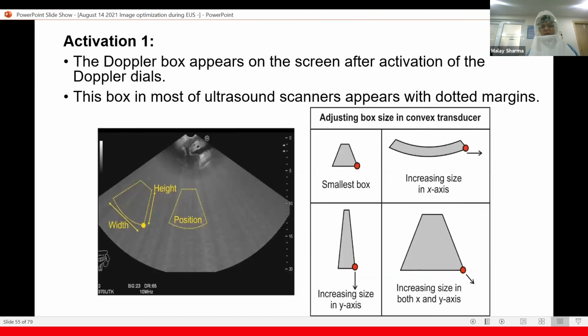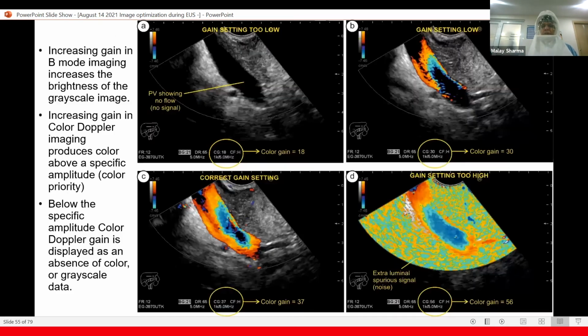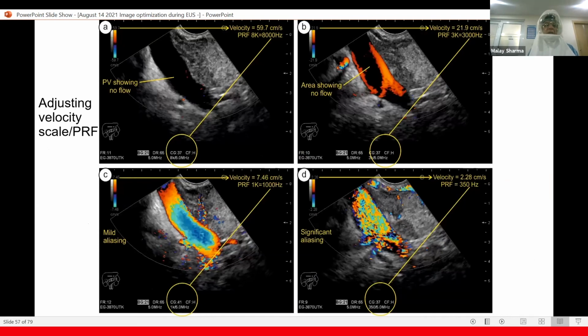Color box size. This is the smallest box, increase in y-axis, increase in x-axis, and if you take the trackball, it increases in x-y axis. Here this screen shows too much gain, no gain, too low gain, and this is the correct gain, which shows the blood vessel. Again, in this case, the velocity scale, because we want to measure the velocity, and if we adjust the velocity scale then we will be able to see properly.